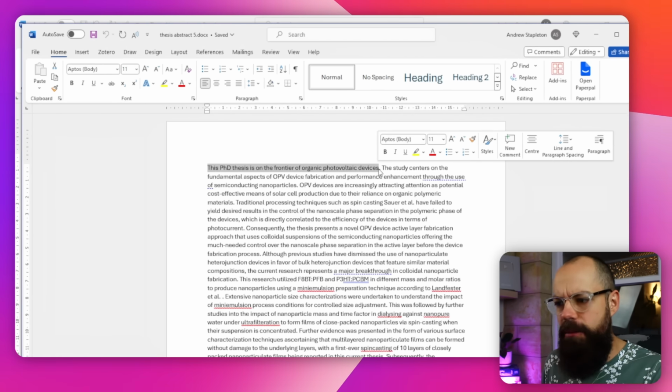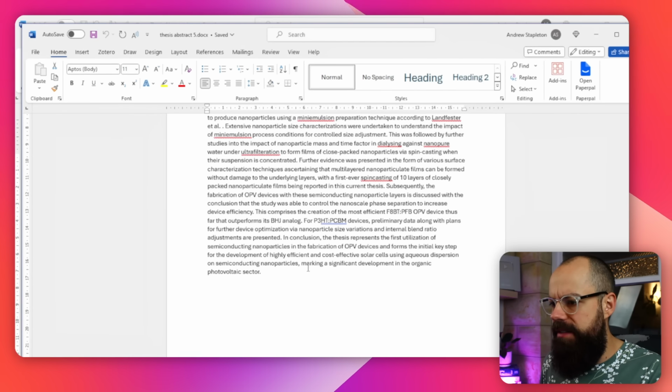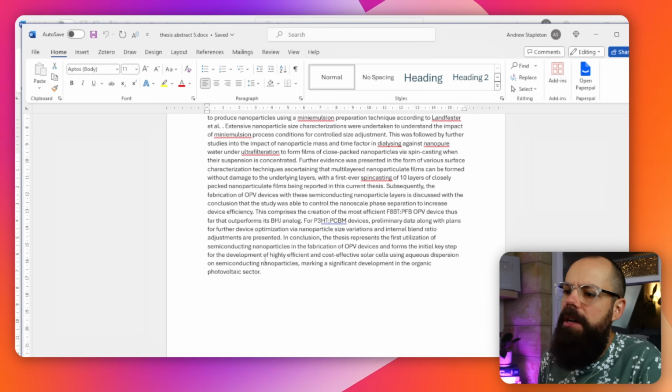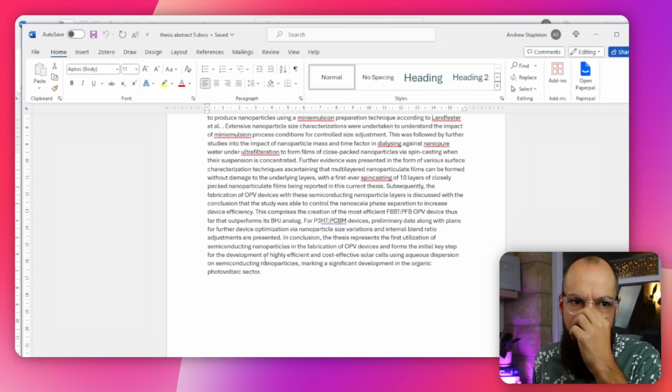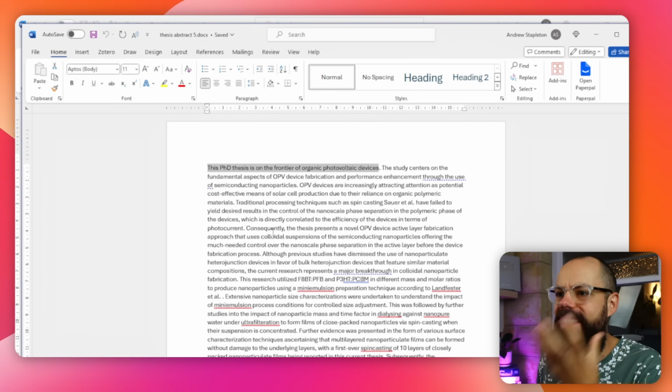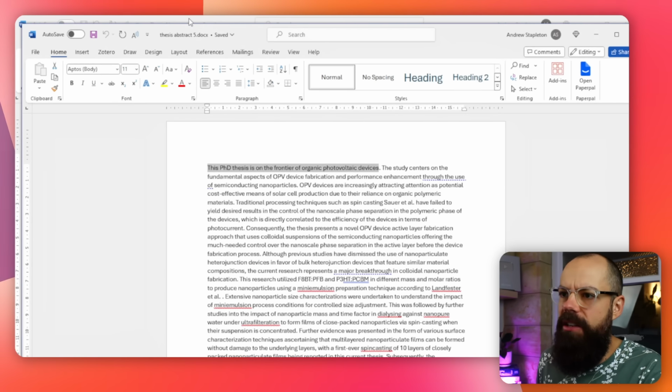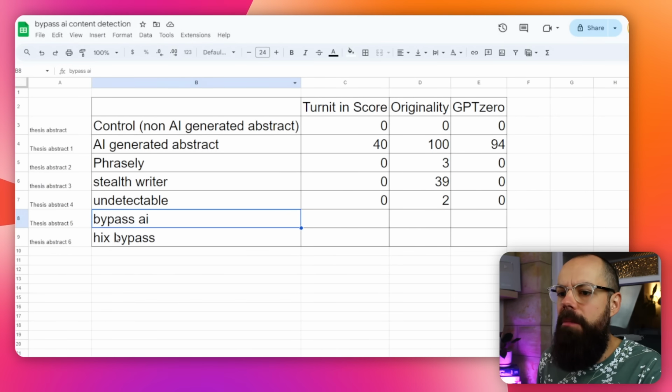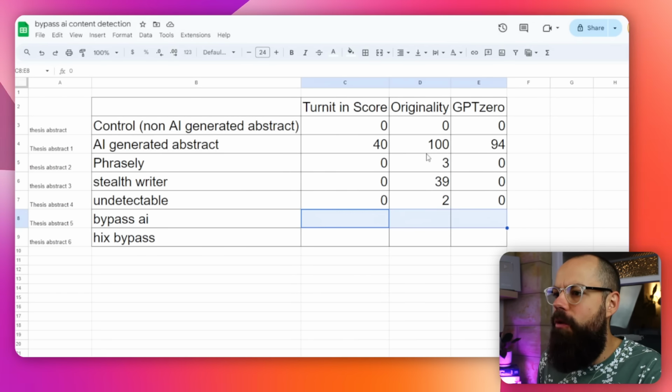Once again, weird choices. And, down here, even though it's kind of kept the same meaning, to a normal sort of PhD student or to a professor who actually knows what they're talking about, this is not good enough. However, if I was to copy and paste this straight into the AI detection tools, this is what happened. So bypass AI, I'm going to reveal it all at once.